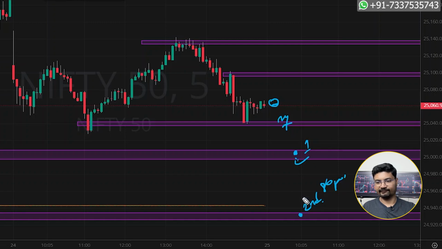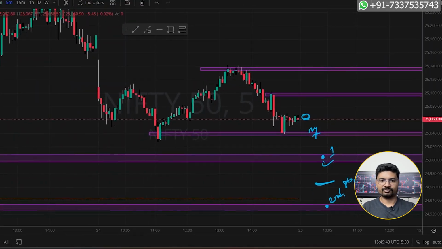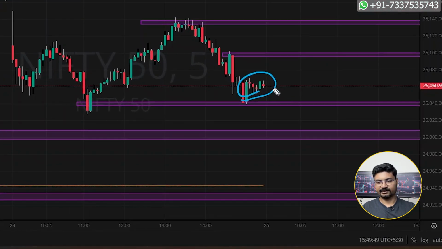80 points target. Even if you are getting 40 points, you just book your target and exit out of the market. Today's closing is not a bullish sign, it is a bearish sign. If it opens a gap down below this level or below this level, it is extremely bearish. If there is any breakout momentum, you can take the trade in the breakout momentum.